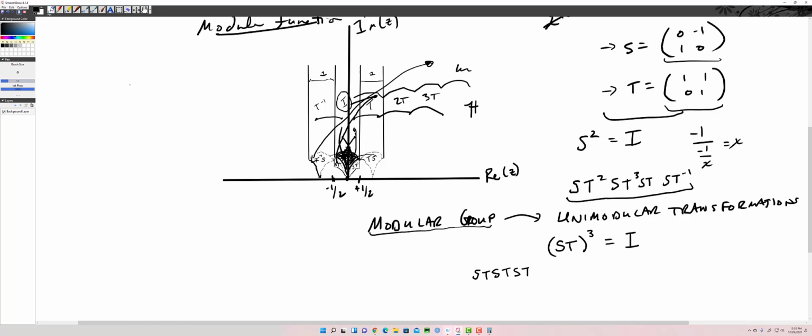Start with X, then add 1, then go minus 1 over that, then add 1, and then go minus 1 over that, and then add 1, and then go minus 1 over that, and you should wind up back at X. All right, take it easy.